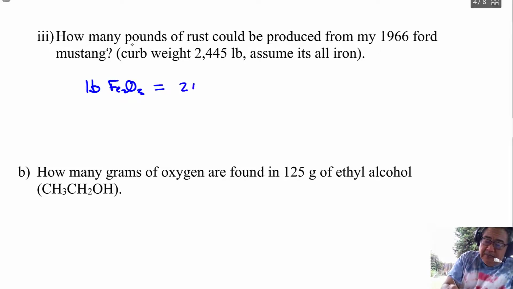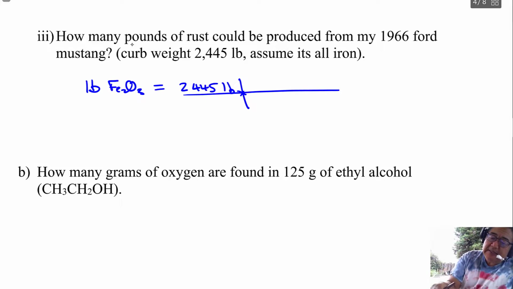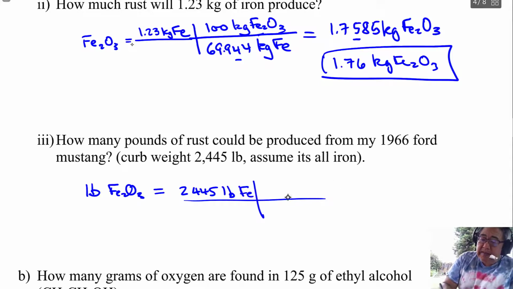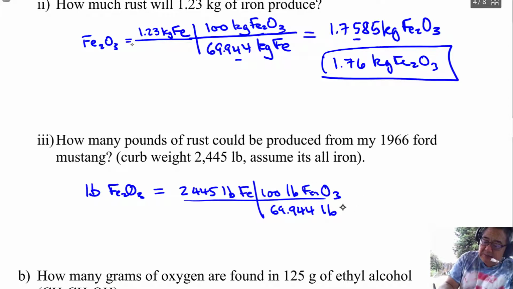And then you have 2,445 pounds times, railroad tracks, and then the same mass percent composition that we used up here. Oh, sorry, this is pounds of iron. Let me just redo that. So I have 69.944 pounds of iron for every 100 pounds of Fe2O3. This is pounds of iron at the bottom, so we'll get this to cancel out and be left with these units here.